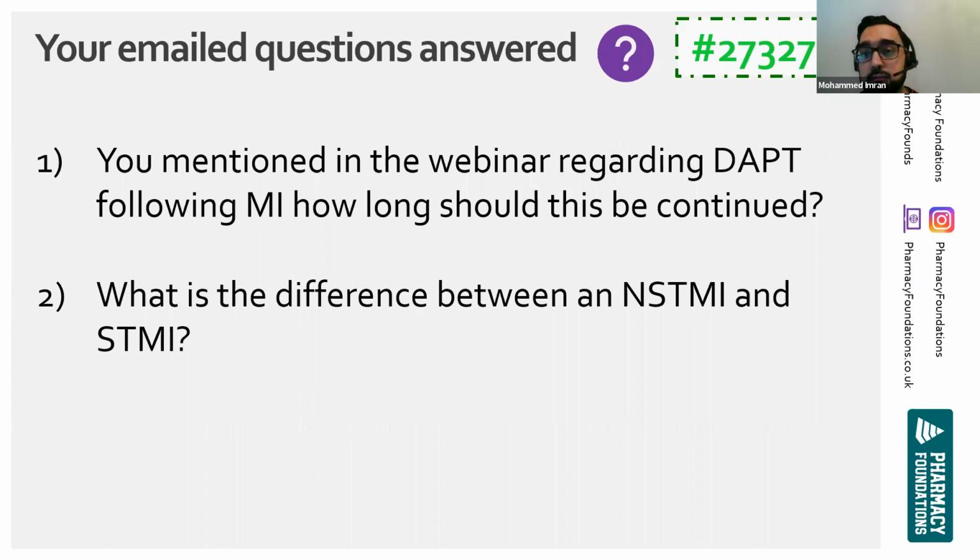Any other conditions that you can think of where we might need to give somebody an antiplatelet? What about heart failure? Are you going to give somebody an antiplatelet if they've got heart failure? Yes or no? Easy question. No, we're not. Heart failure is not an indication for taking an antiplatelet.